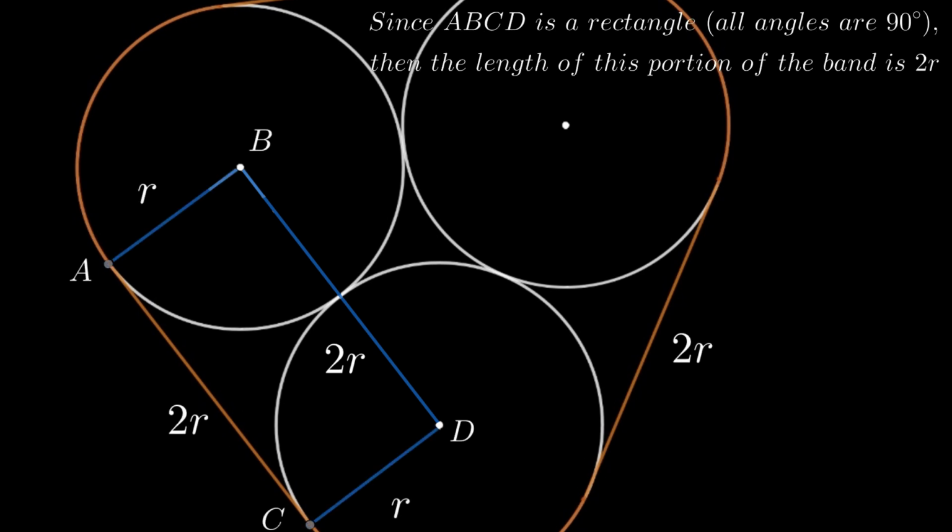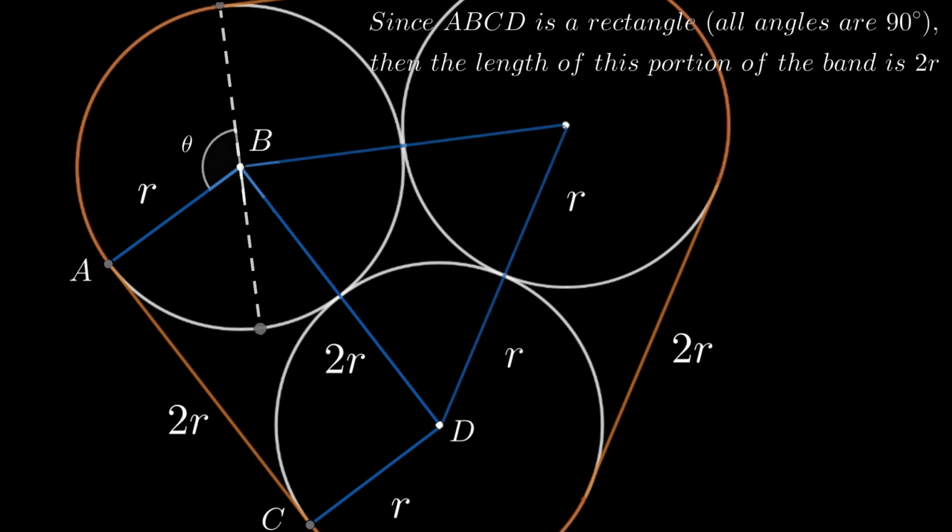So now let's turn our attention to the portion of the band that's wrapped around the circles, which is the trickier part of this problem, my friends. To figure this out, we need to find this angle here, theta. So how do we do that? Let's first turn our attention to the triangle that connects all three circle centers. This is an equilateral triangle, as you see here, and hence all the angles are 60 degrees.